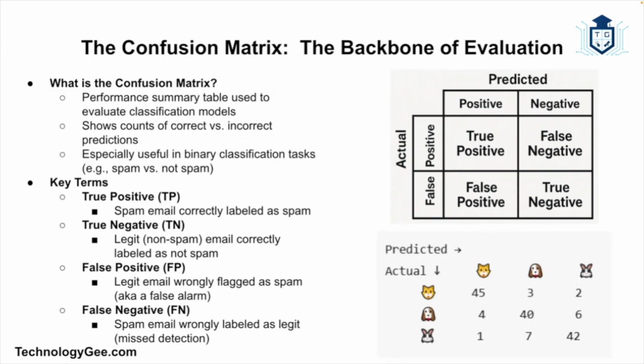So let's go ahead and define these terms in simple language. You have what is called a true positive. As this relates to spam, that means this is spam that was correctly labeled as spam. You have what is called a true negative. This is legit email that was correctly labeled as not spam. You have what is called a false positive. This is a legit email that got wrongly flagged as spam. Then you have what's called a false negative. This is spam that the model missed and labeled as not spam. So these four values help you calculate every other metric that we're going to talk about.